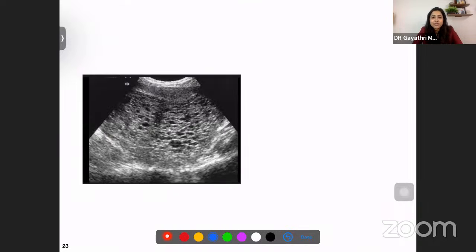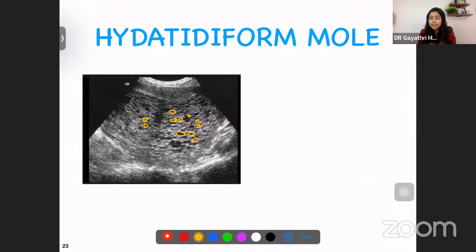So coming to the next image. This is an ultrasound, a transvaginal sonography. In this, you can see multiple cystic areas. This is known as snowstorm appearance, and it is characteristic of a molar pregnancy, also known as Hydatidiform mole. This appearance, as I discussed, is the snowstorm appearance.